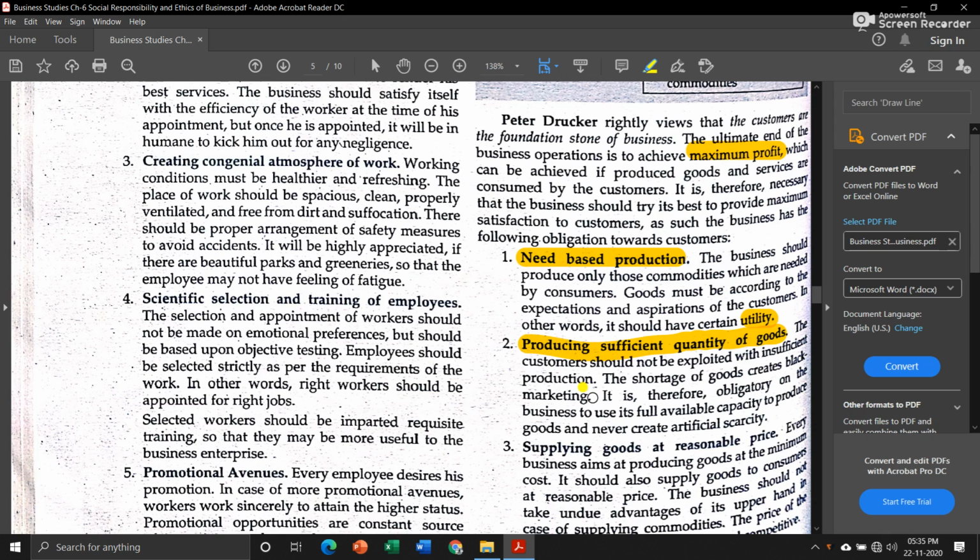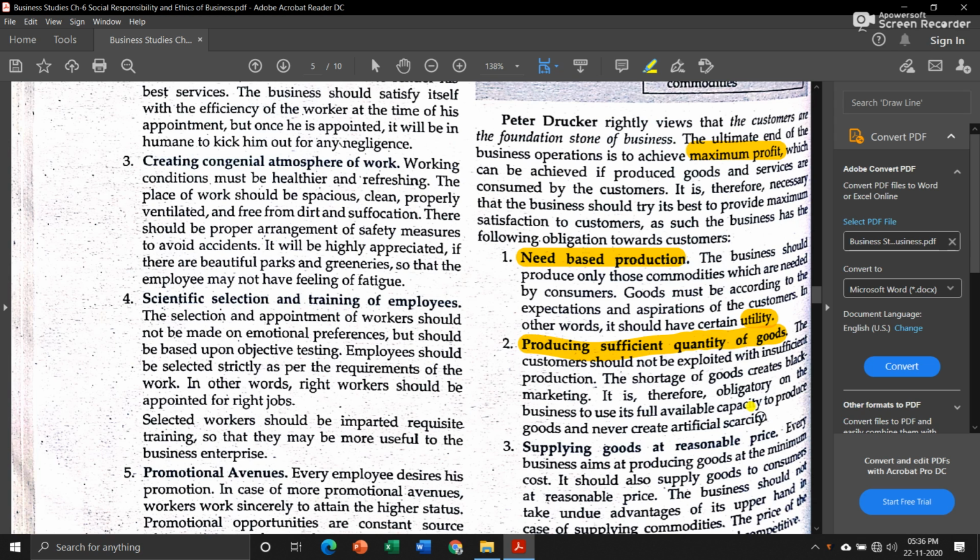So as a social service towards customers, a business should not take advantage of that opportunity. They should not exploit the customer by producing a lesser quantity of goods. It is therefore obligatory on the business to use its full available capacity to produce goods and never create artificial scarcity. Even if they don't have resources to produce that particular kind of product, then it is acceptable.